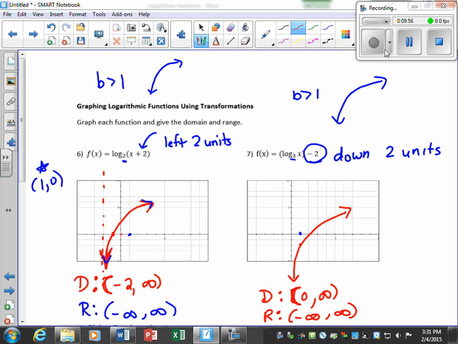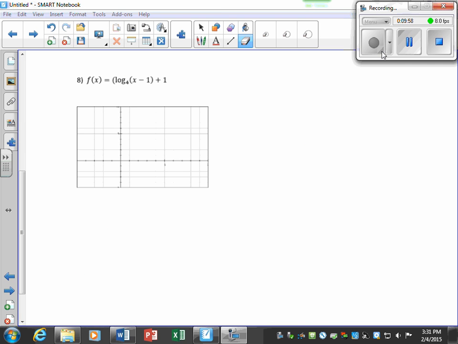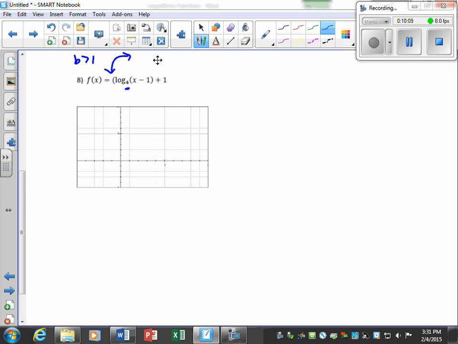Alright, and we finish with one more. So once again, we see that the b is a 4. B is greater than 1. It's going to have that basic shape. It goes through the point 1, 0. But I'm going to shift. If it's in a grouping symbol, we think opposite. So I'm going to shift right 1 unit, and it tells us left or right. Right 1 unit, but what does this plus 1 tell us on the outside?